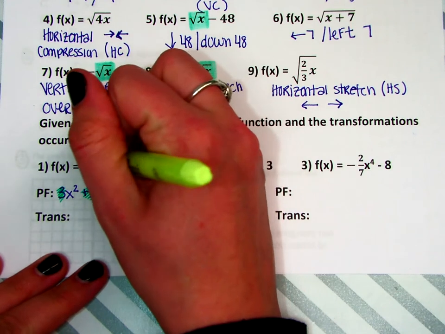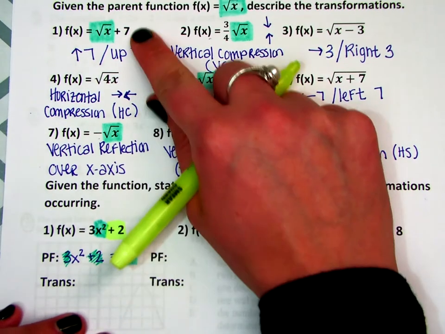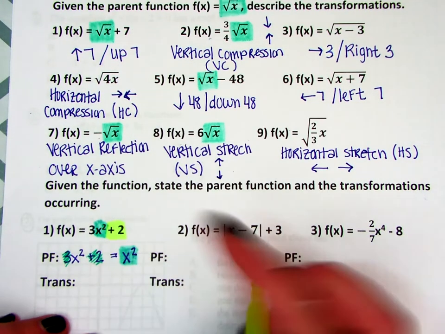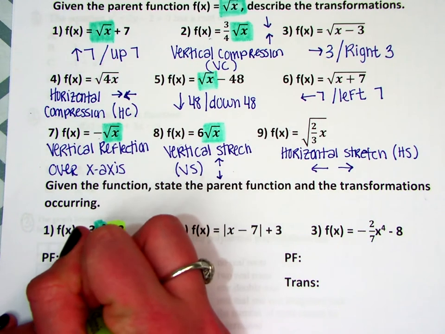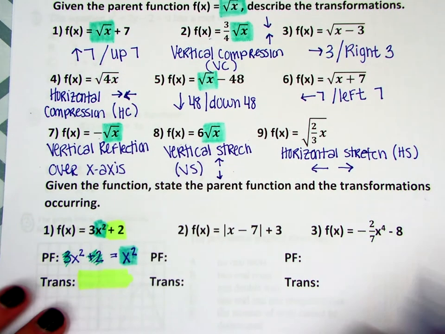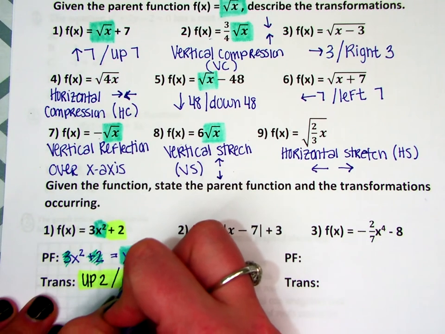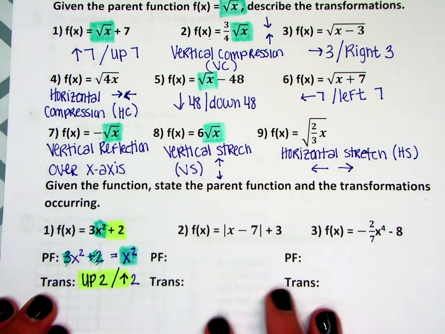Positive 2 is outside of the function. It's kind of like this number right here. I'm just shifting the function up 2. So the positive 2 takes the function and it goes up 2. Or you can draw an arrow. It's completely up to you.